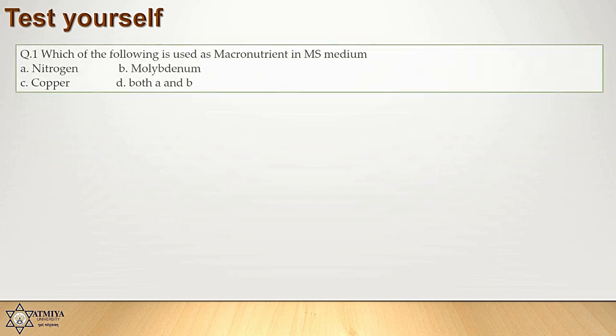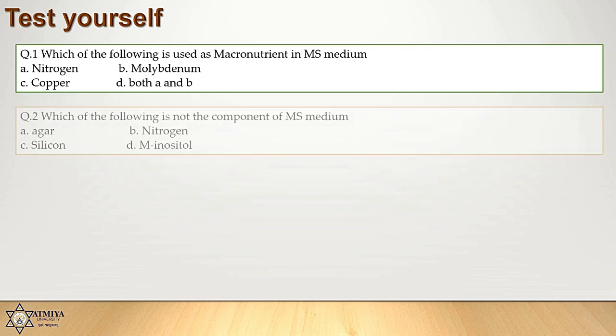Answer the following questions to check your understanding of this virtual lab session. Question 1. Which of the following is used as a macronutrient in MS medium? A. Nitrogen. B. Molybdenum. C. Copper. D. Both A and B.